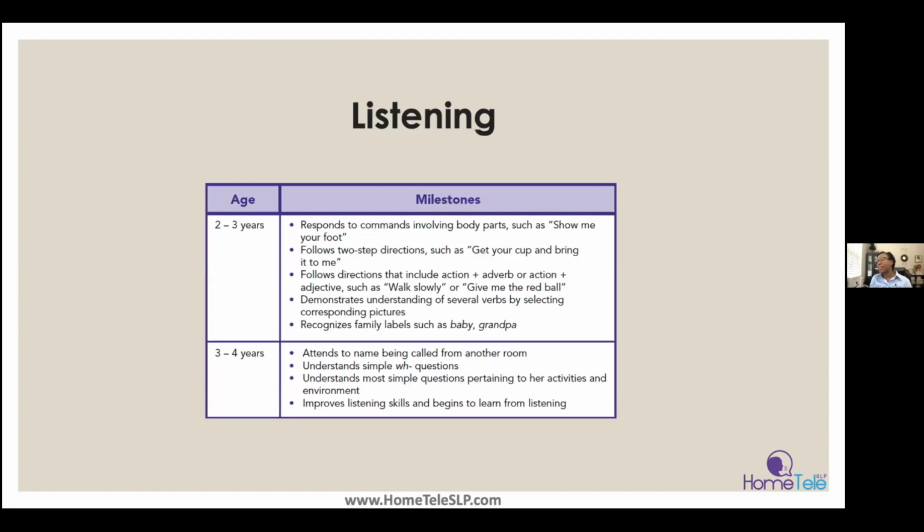Listening skills, looking at that last row, between 3 and 4 years of age, children should be able to attend to their name being called from another room. So if you're in the kitchen and it's time for dinner and you say, Jacob, it's time to eat, they should be able to attend to their name and come. Understanding simple WH questions. For example, again, those who, what, where, what doing questions. And looking at the very bottom, improving listening skills and beginning to learn from listening. And so attention and focus is required for that.